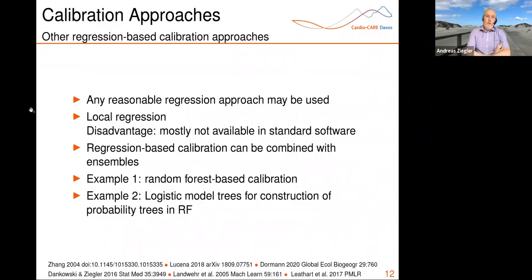But when you recall this very general algorithm that I described a few minutes before, any regression-based calibration approach could be used. This could be a local regression, such as local logistic regression, but there are other approaches available. The disadvantage of most of these approaches is that they are not available in standard software. One of the recent papers that has used such a local regression approach is the Dorman paper from 2020, which is given as third reference in the bottom line here.